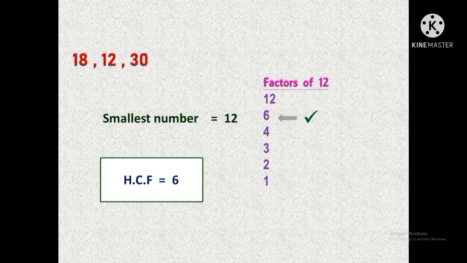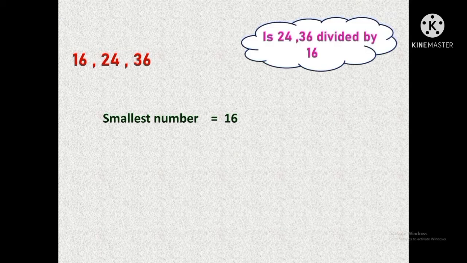Let us solve some more problems. Here we have to find the HCF for the numbers 16, 24 and 36. First we have to find the smallest of these numbers. The smallest number is 16. Next we have to find whether the numbers 24 and 36 are divided by 16. So it's not divided by 16, right?